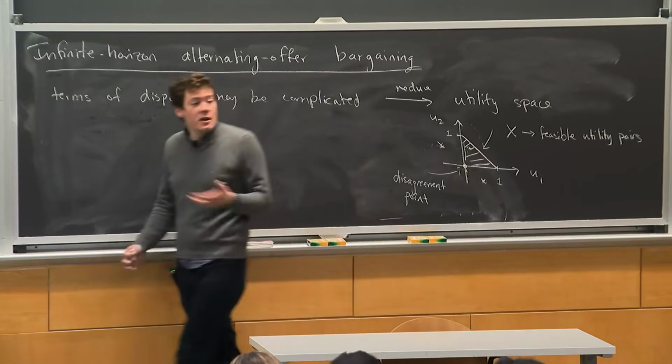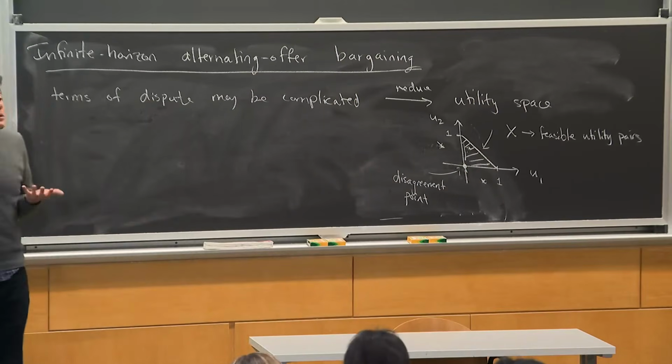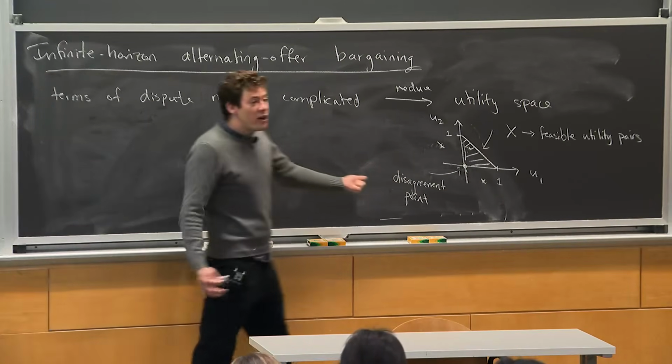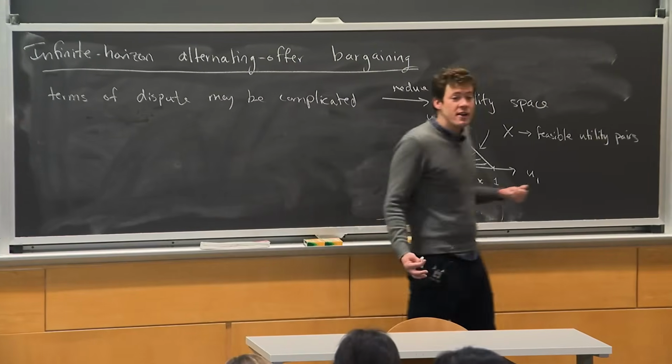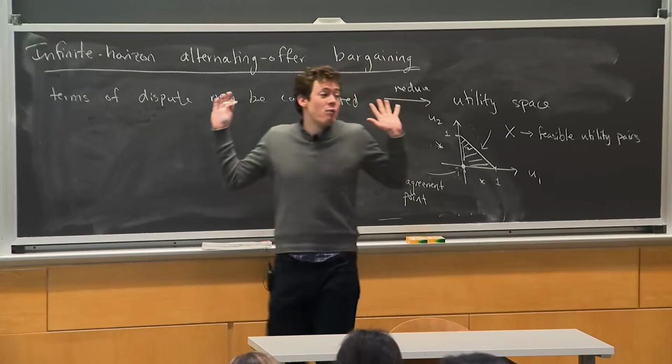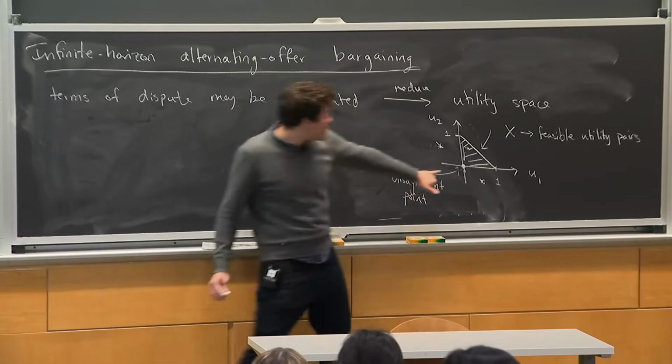So I should say when we talk about a disagreement point, there's an implicit assumption here that each player has unilateral power to reach the disagreement point. And this is usually true in negotiations, right? Any side can just say, I'm done. I'm walking away from the table. And we go down here.